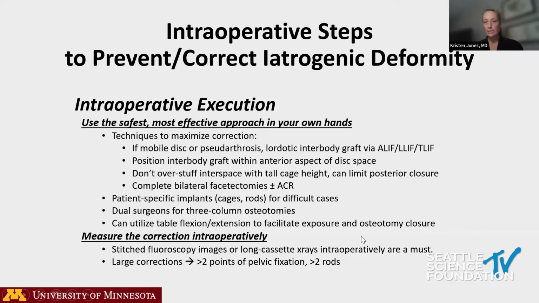I think one thing is that with a very tall cage height, you can also block your ability to obtain lordosis. So that's something also to watch if you're creating iatrogenic deformity by putting in too tall of a cage and not being able to close down posteriorly to obtain lordosis across it. It doesn't matter what the lordosis of the cage is if you block your own correction that way.